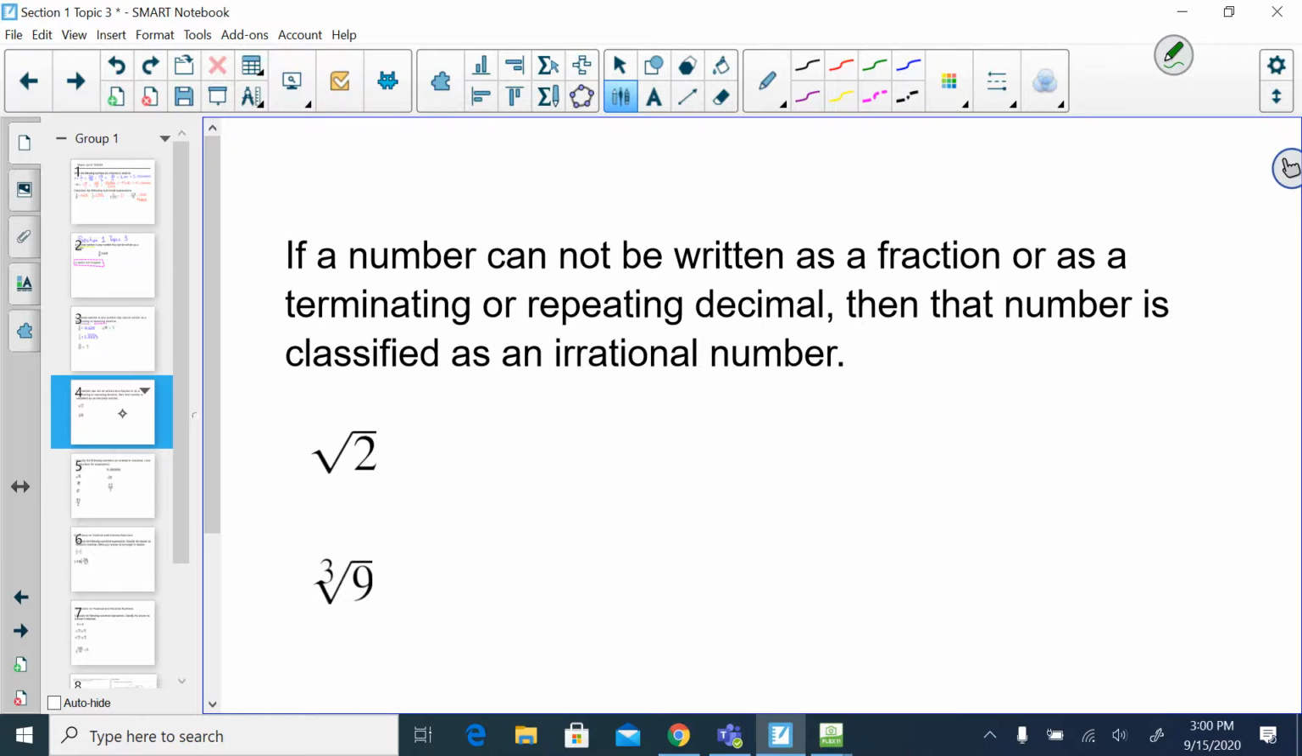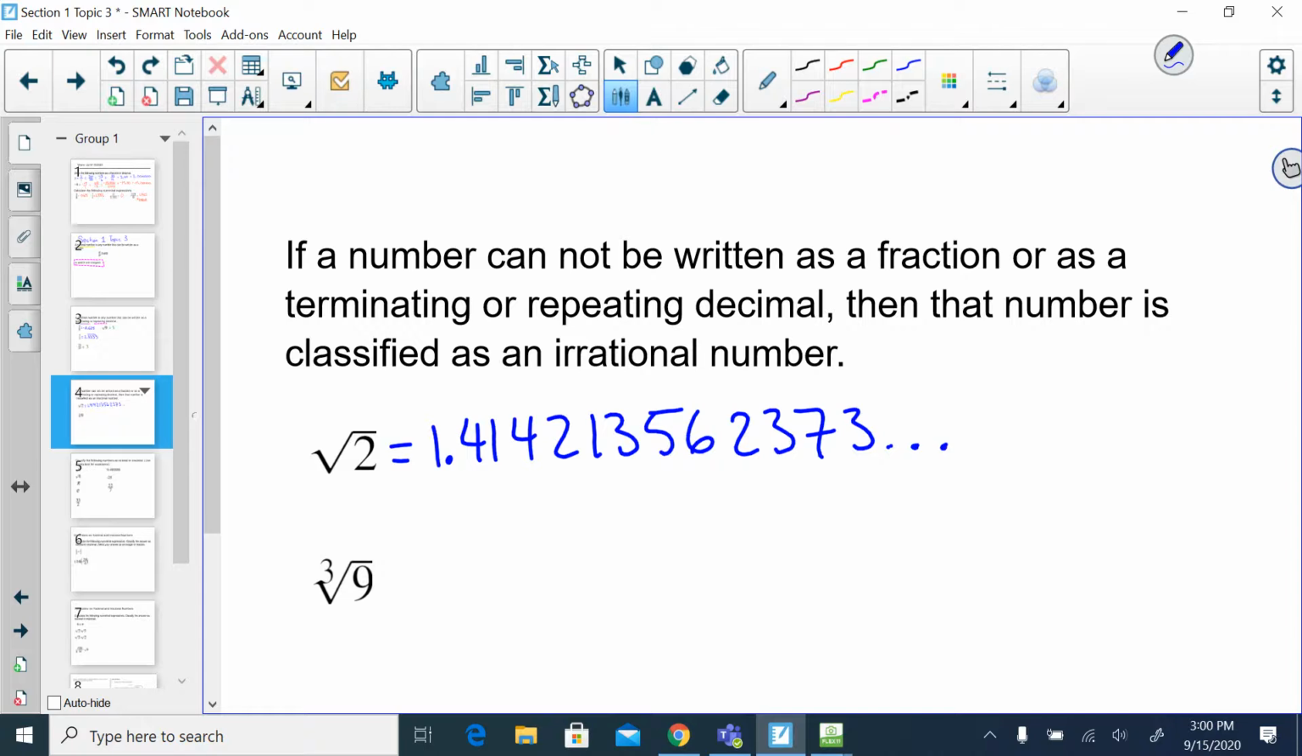So the square root of 2 is 1.41412356237, and it's going to keep going on and on and on, right?